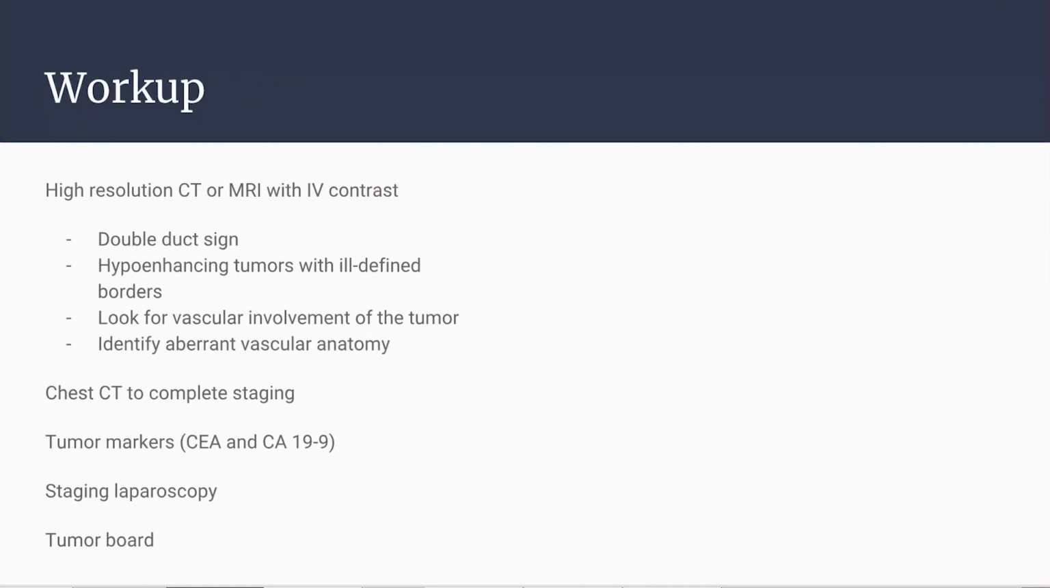Also of note, there is a double duct sign that you can look for on cross-sectional imaging, both on CT and MRI, and even on ultrasound. This is where both the bile duct and pancreatic duct are dilated with an abrupt cutoff in the pancreatic head. This is not specific for adenocarcinoma, but does suggest that there is an obstructing mass in the head that needs additional workup.